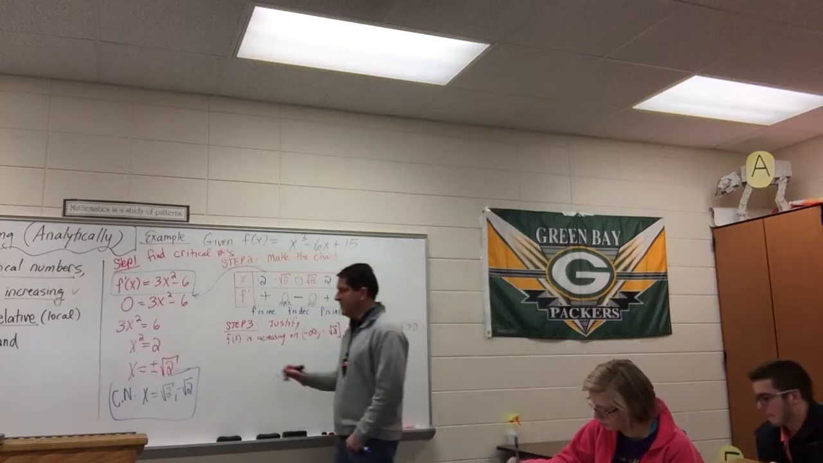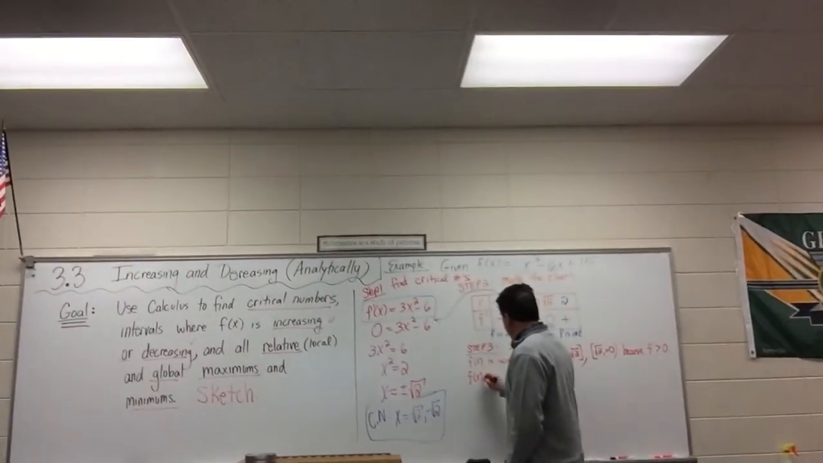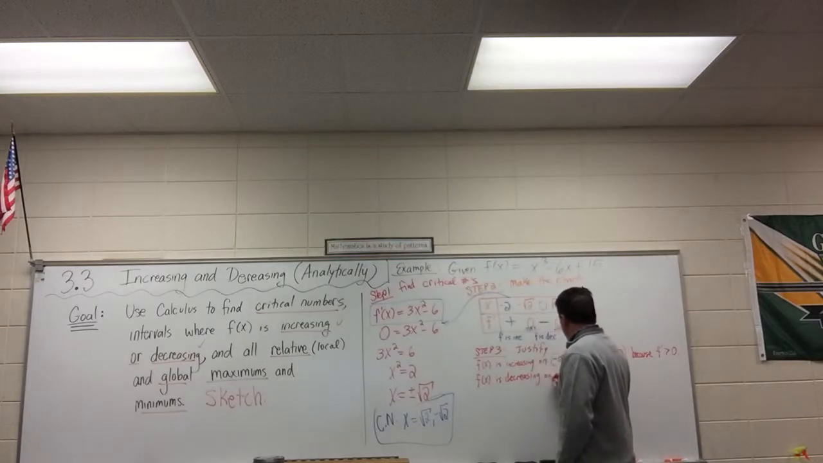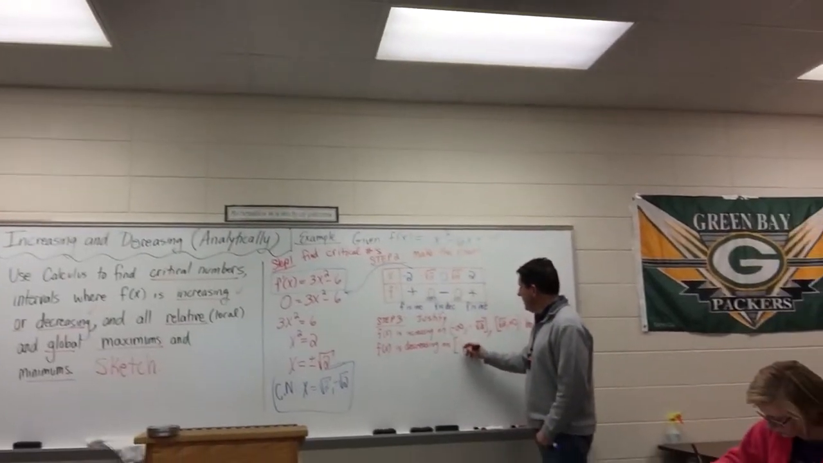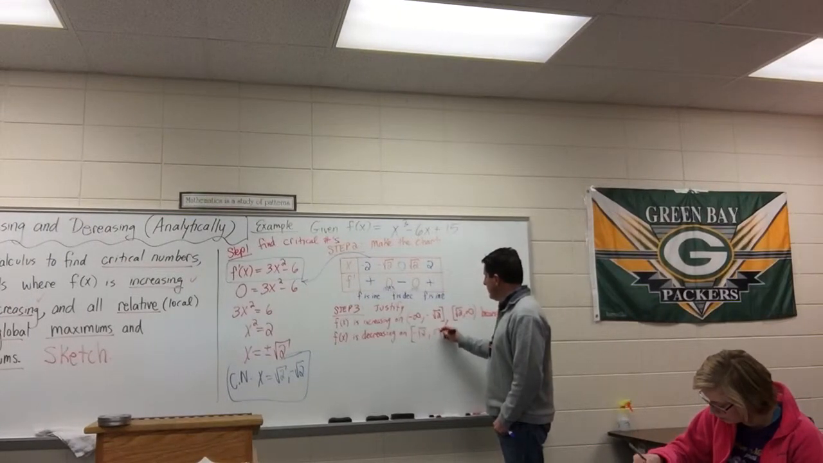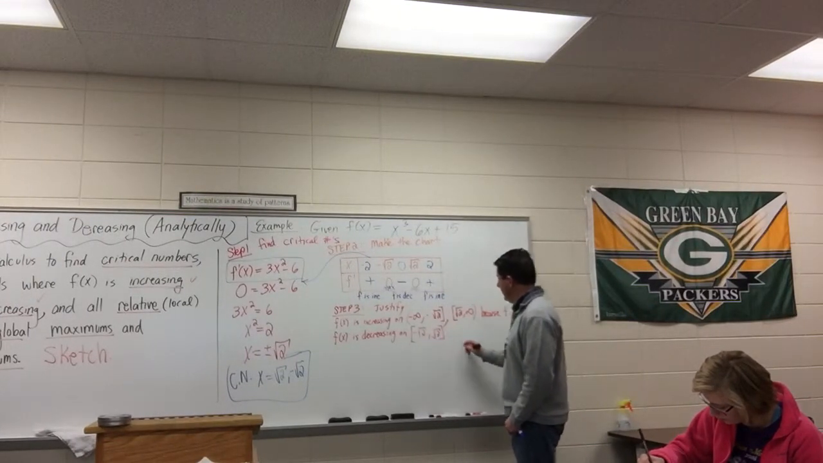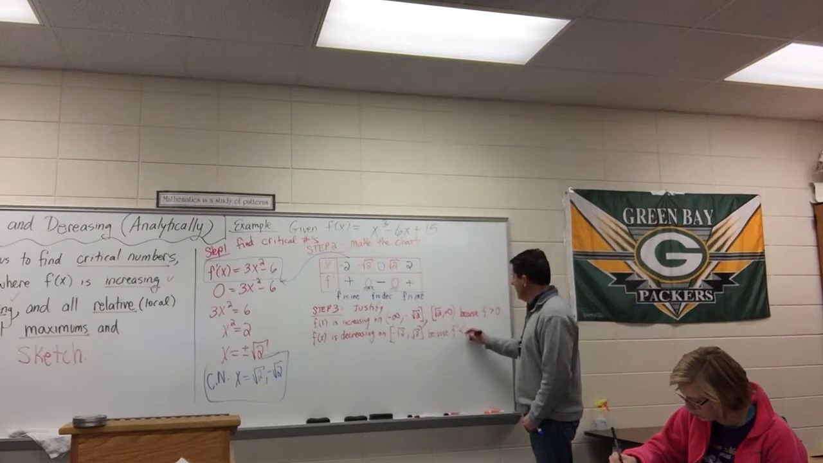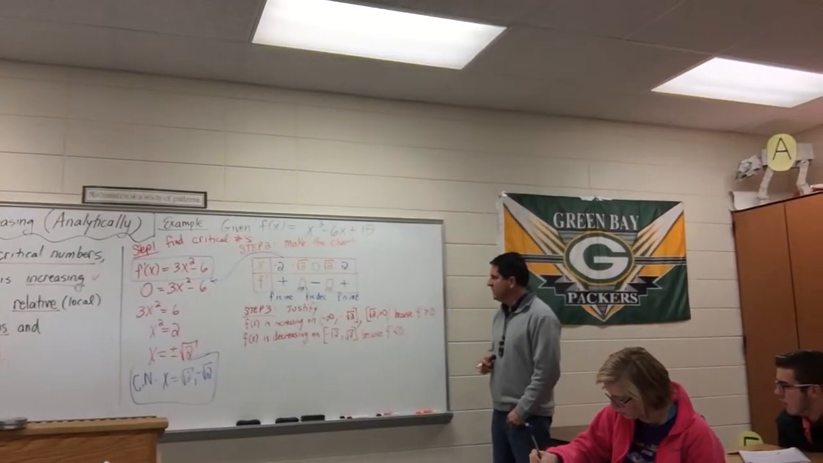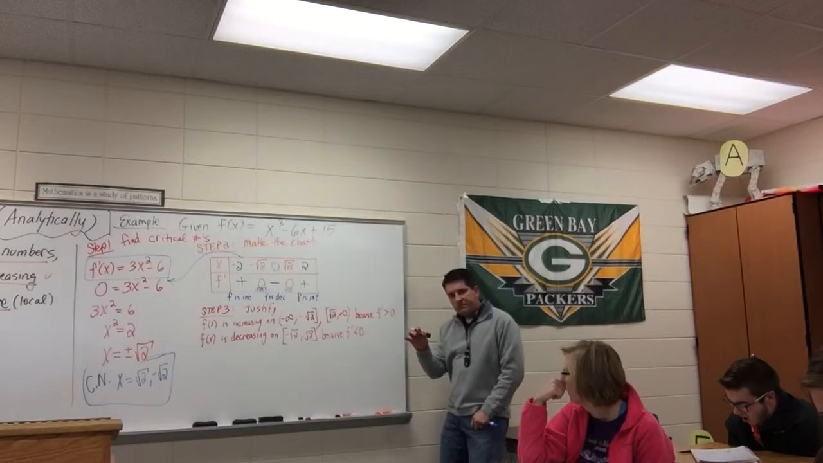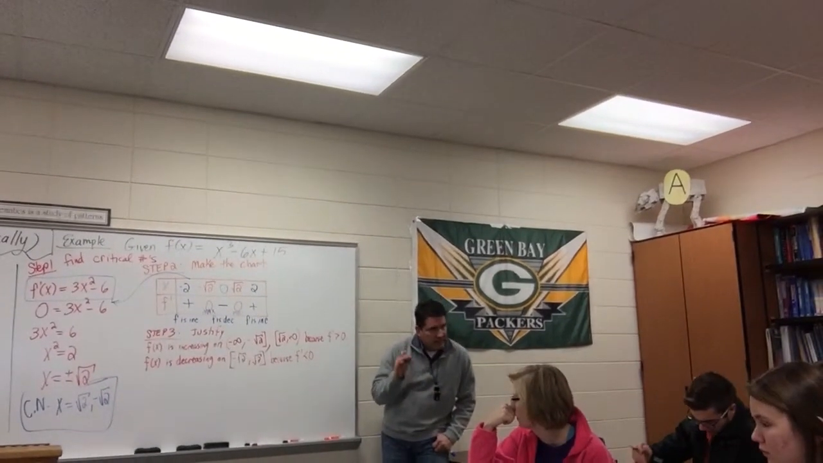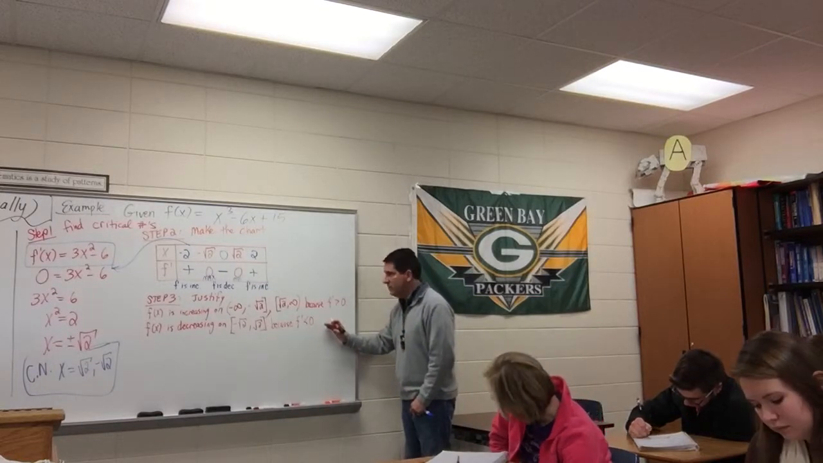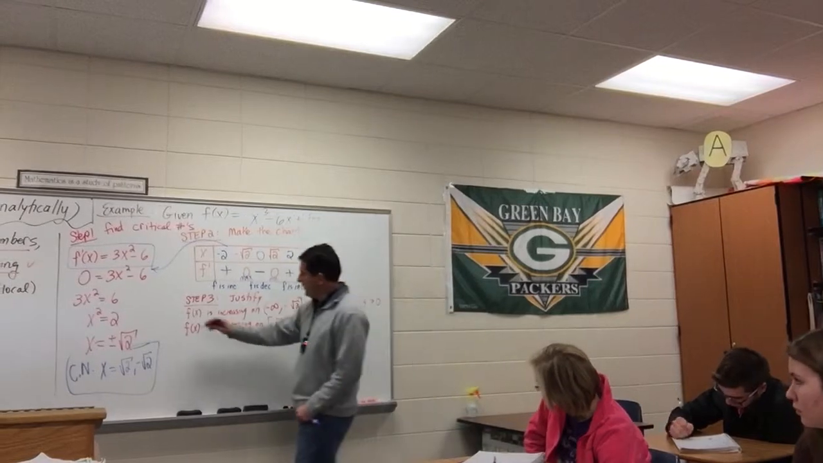Then we do exactly the same for decreasing. F of x is decreasing on the interval from bracket negative square root of 2 to positive square root of 2 bracket because f prime is less than 0. What we're doing now is we were doing it visually all last week. Now we're stepping away from the visual and we're doing it analytically. Okay, so we got this one, this one.